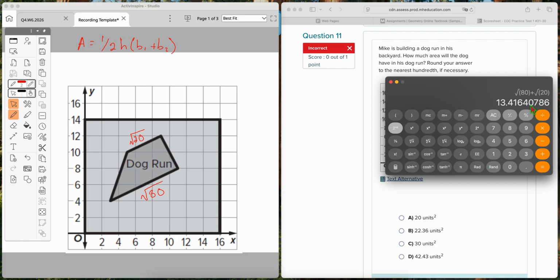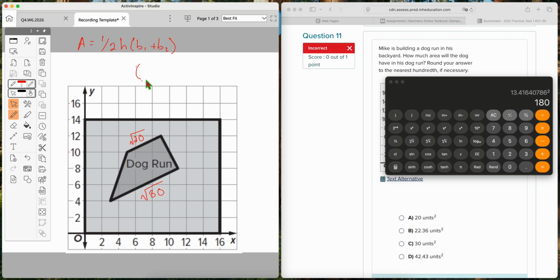Big ugly decimal. Let's try to put that back in a radical. Maybe if I square it, I'll get something nice. I did. So that big ugly decimal is the square root of 180. So that's the sum of our bases. Square root of 180.